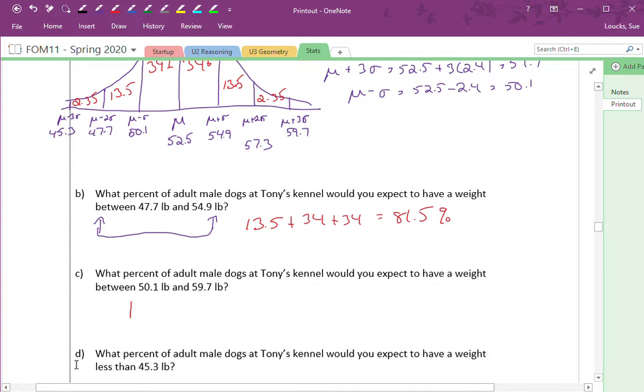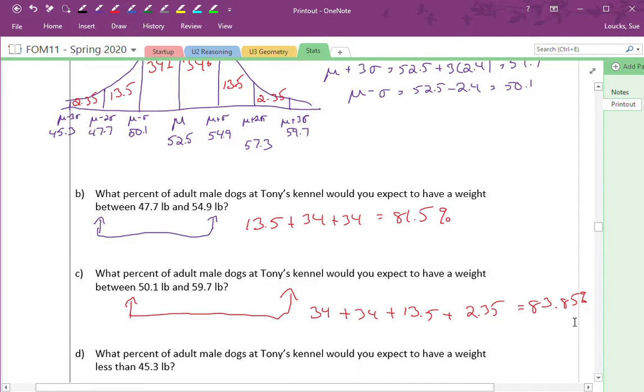Part C. What percent of adult male dogs at Tony's kennel would you expect to have a weight between 50.1 and 59.7 pounds? So the 50.1 pounds is right up there, so I'm just drawing an arrow to show where it is. And the 59.7 is way over here. So we're just going to add together all the pieces that are there. So that's, we know that there's 34% plus 34 plus 13.5 plus 2.35. That comes to 83.85%. Just add them up.